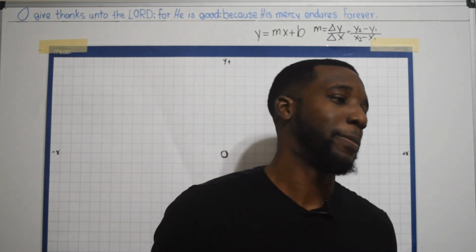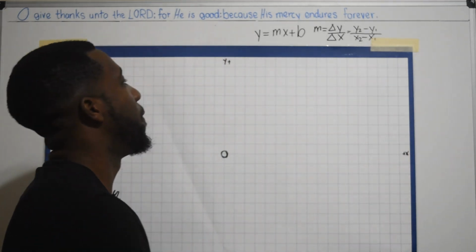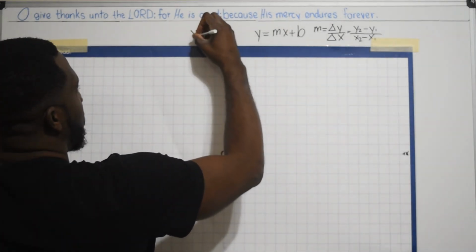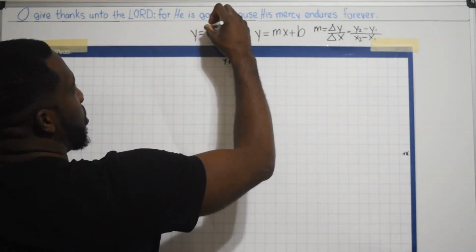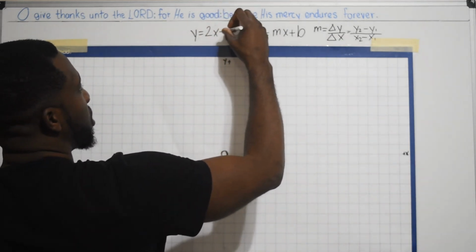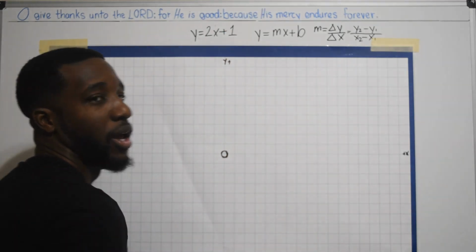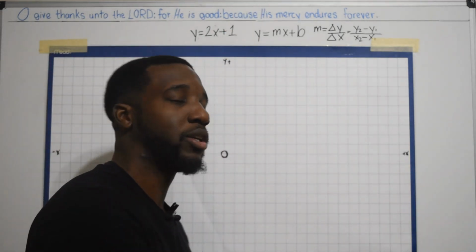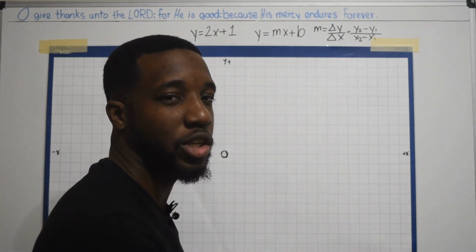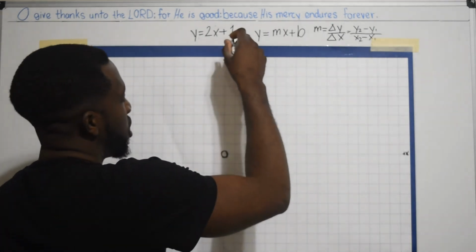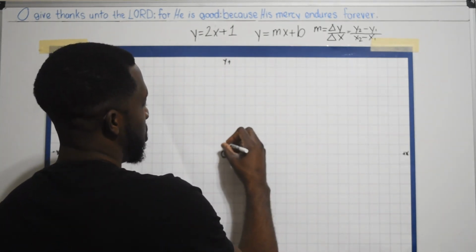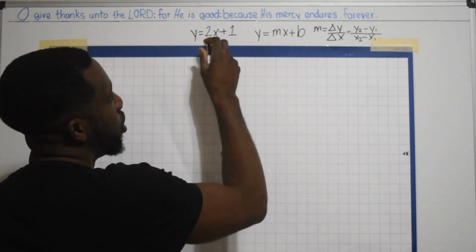Simple, right? So let's say we had a line with a slope of 2 and a y-intercept of 1. How will we graph this? When you have your slope-intercept equation, you always want to start with the y-intercept. The y-intercept is 1, so we come to 1 right here. We start at that point, and then our slope is 2.